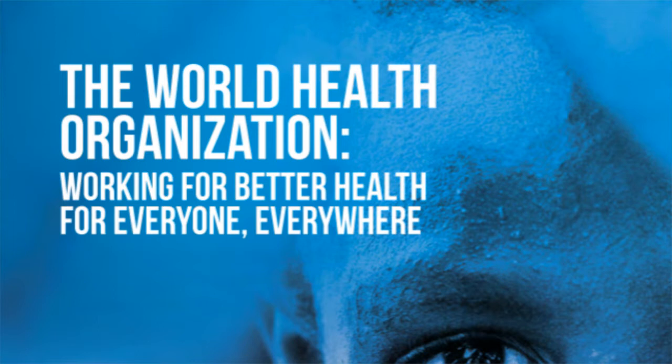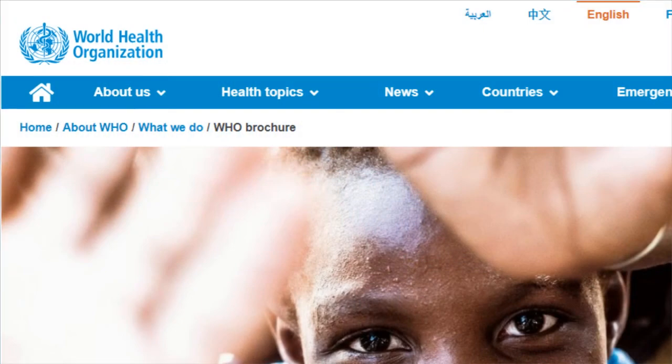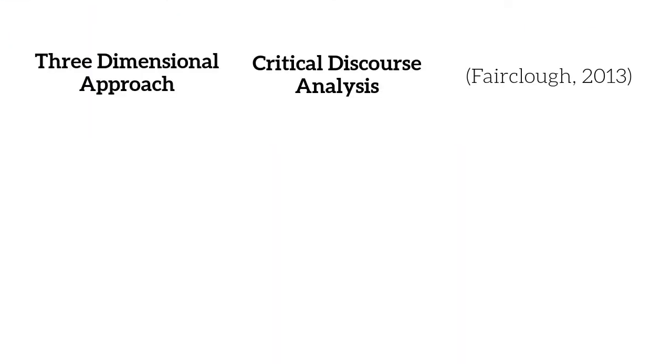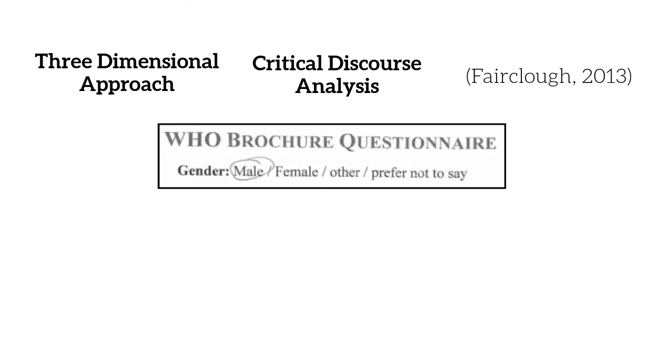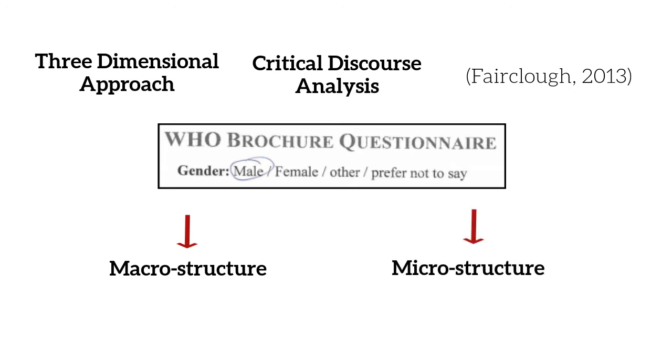This presentation will construct a detailed analysis of a brochure found within the What We Do subcategory of the About Us page on the World Health Organization website. A three-dimensional approach to critical discourse analysis, in conjunction with a questionnaire that was initiated in a class activity, will deconstruct the brochure's macrostructure and microstructure to assess its readability and usability.